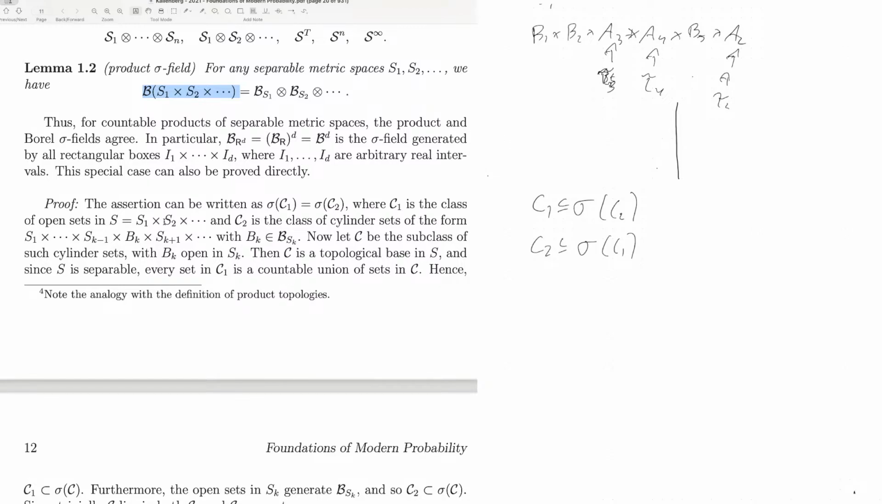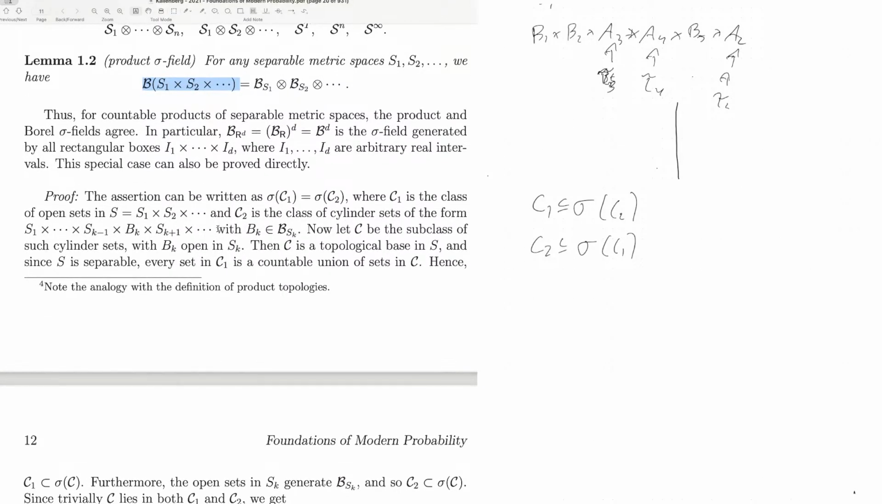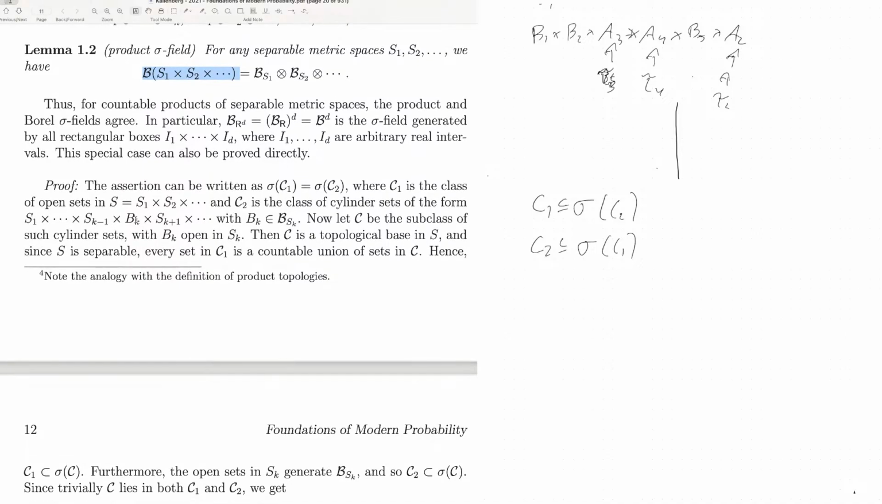All right. Now let C be the subclass of such cylinder sets with B sub K open in S sub K. Okay, so a cylinder set means finitely many. So let C be the subclass of such cylinder sets with B open in S sub K. So that's an element.